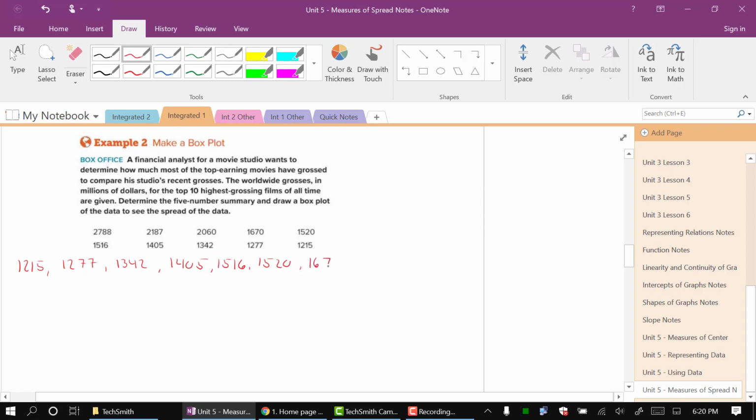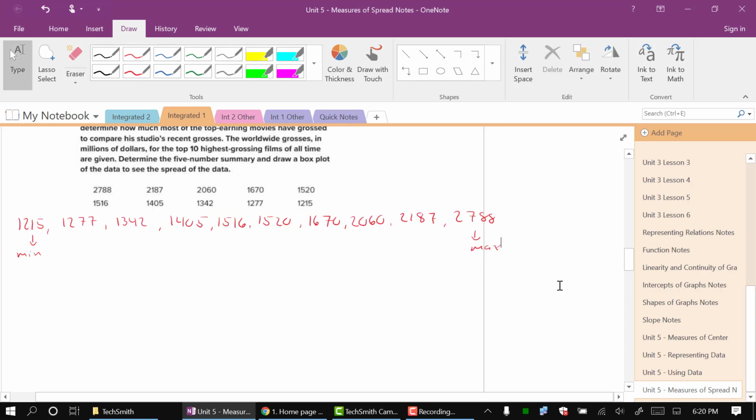1670, 2060, 2187, and then lastly 2788. So this is our minimum number. This is our maximum number. That means when we make our box and whiskers plot, we have to have the smallest number being 1215 and our largest number being 2788.